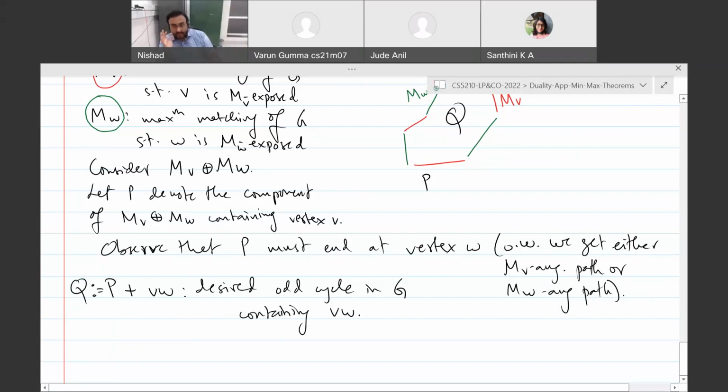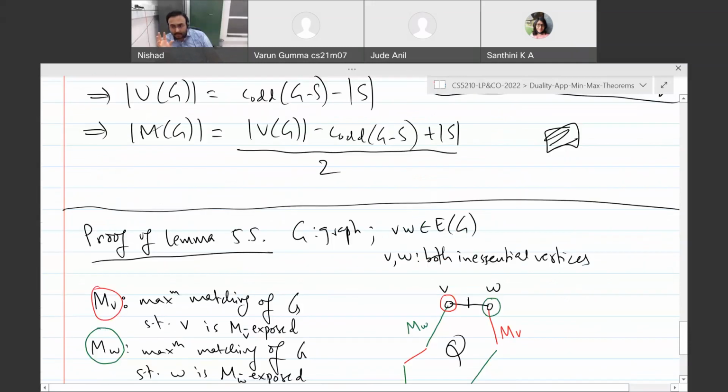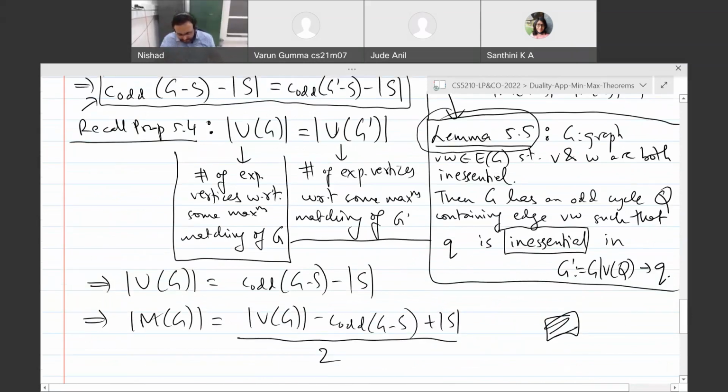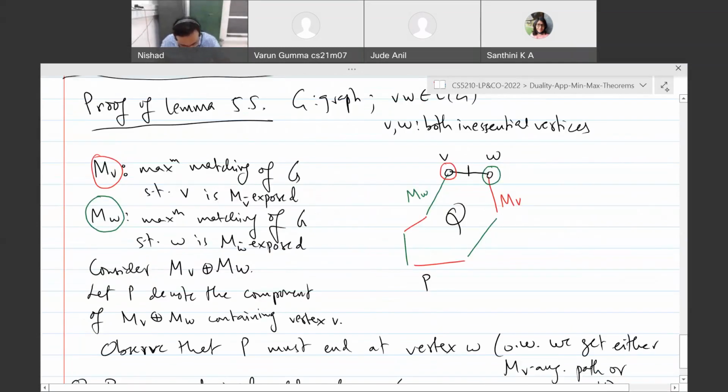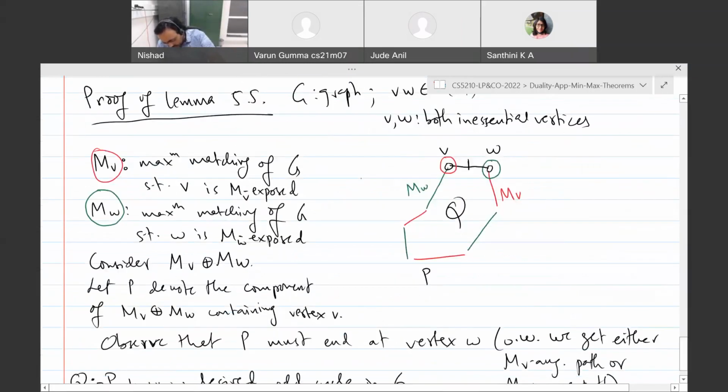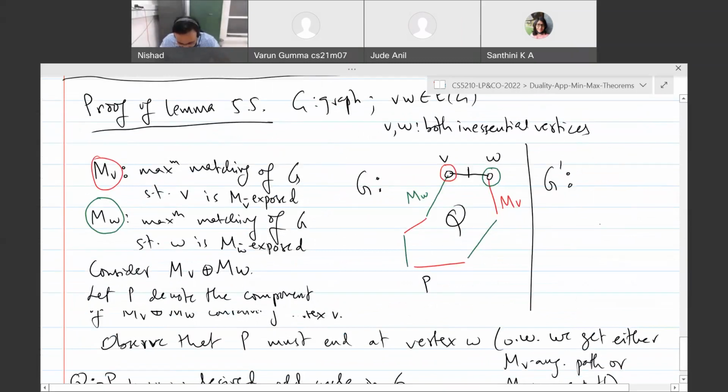Okay, we need to prove one last thing. We need to show that in the smaller graph, after shrinking this odd cycle, the shrunken vertex little q is inessential. That's not too difficult actually. Let me just convince you. So this is a graph G, and the graph G prime is when we shrink this entire cycle into a single vertex little q.